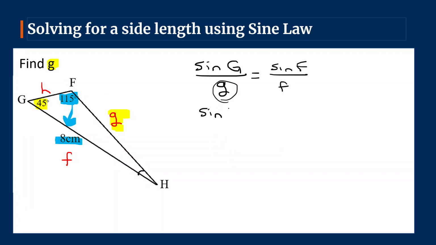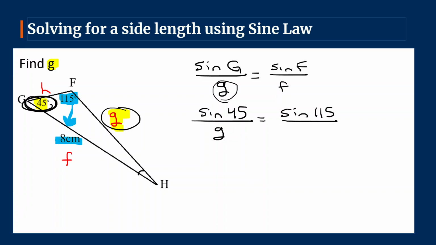So sine G is sine 45 over G. So sine G over unknown G equals sine F. Angle F is 115 and side F is 8. And so again, even though G is right there, I'm just going to cross multiply. Again, remembering I don't have to use my calculator until the very end if I do it this way. So I'm doing G times sine 115 and I'm doing 8 times sine 45.